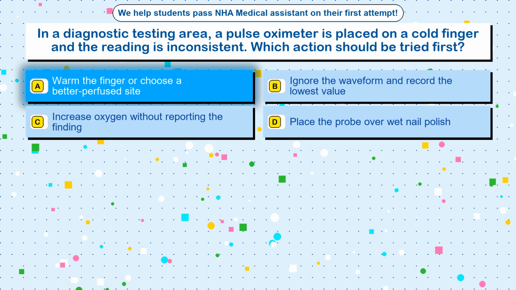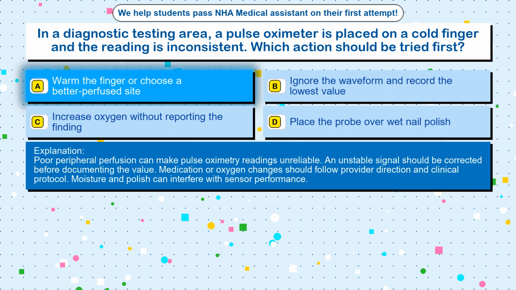The correct answer is option A, warm the finger or choose a better perfused site. Poor peripheral perfusion can make pulse oximetry readings unreliable. An unstable signal should be corrected before documenting the value. Medication or oxygen changes should follow provider direction and clinical protocol. Moisture and polish can interfere with sensor performance.